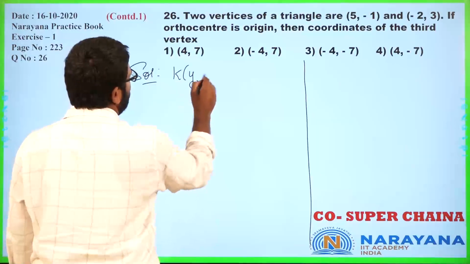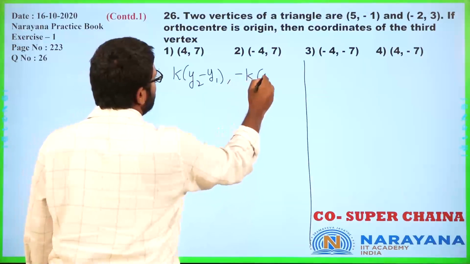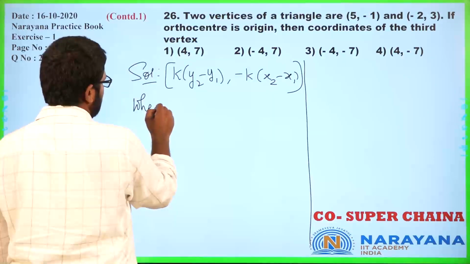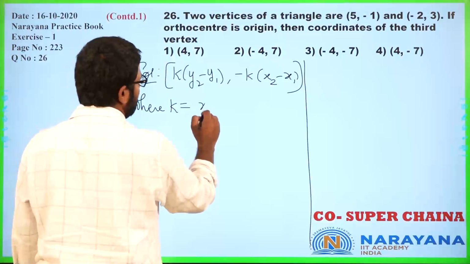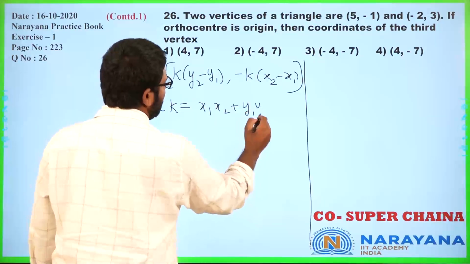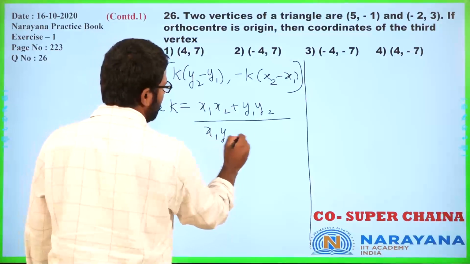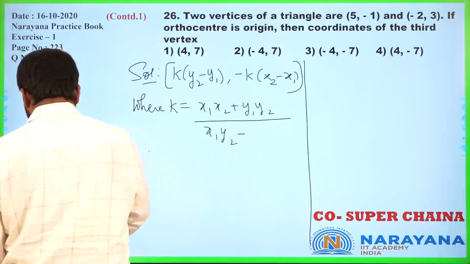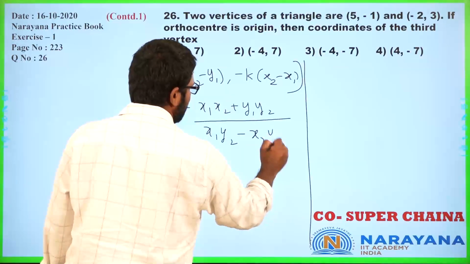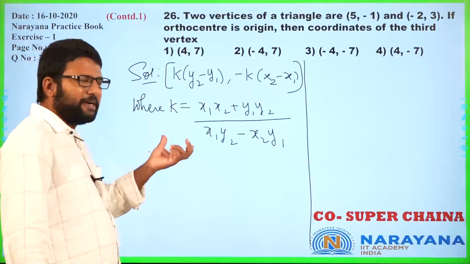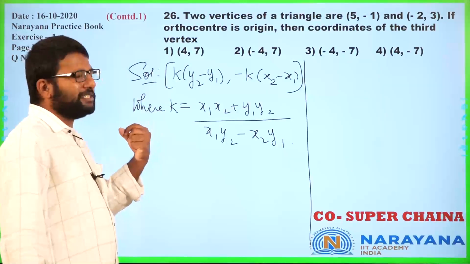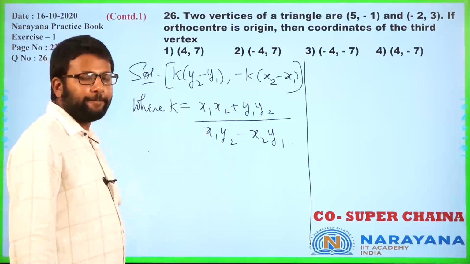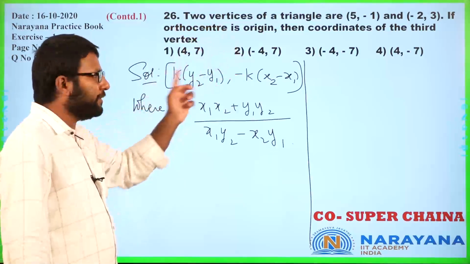k into y2 minus y1 comma minus k into x2 minus x1, where k itself is this expression: x1 x2 plus y1 y2 upon x1 y2 minus x2 y1. Okay, this may be a little bit long for you to remember, but because it is such a special case where one of the vertices is origin, I think if you can remember it, good enough. If not, later when you do straight line chapter, you will be able to derive this.